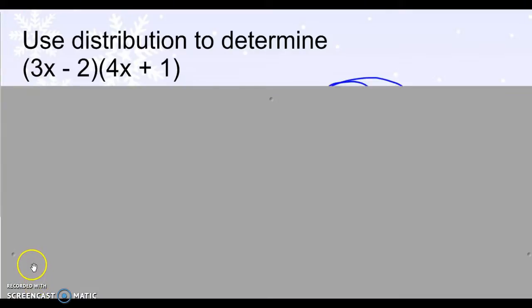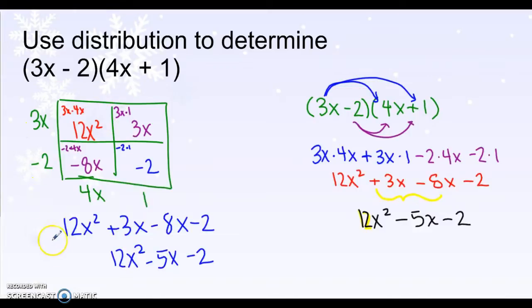Alright, so I'm going to show you both answers and both ways of doing it. You have your area model and you have your distribution model. If you look at both of these, you see that you get the exact same parts using both methods. And in fact, you get the exact same answer using both methods. So it just depends on which one you prefer and which one you're more comfortable with. And that's it for this video.